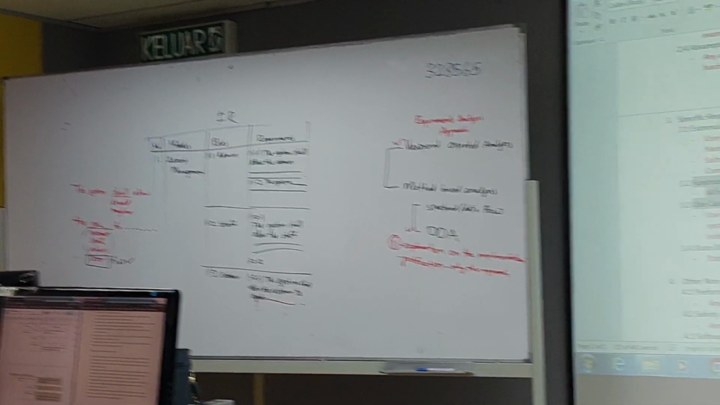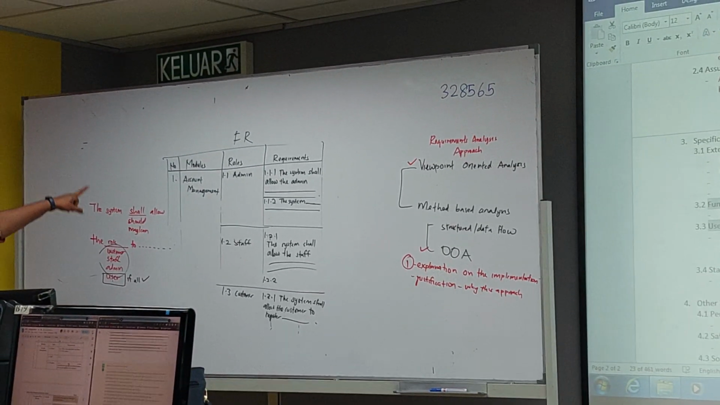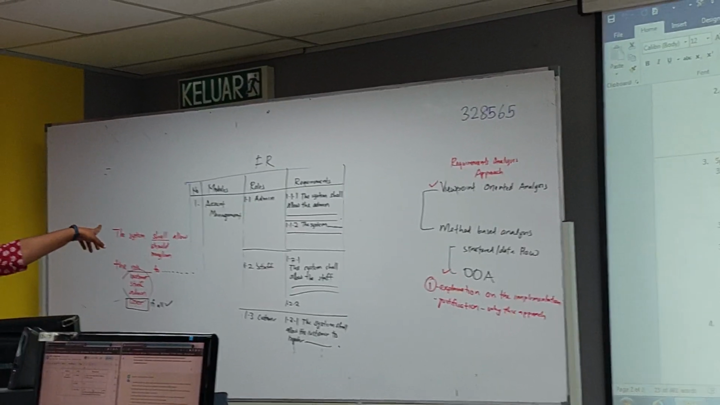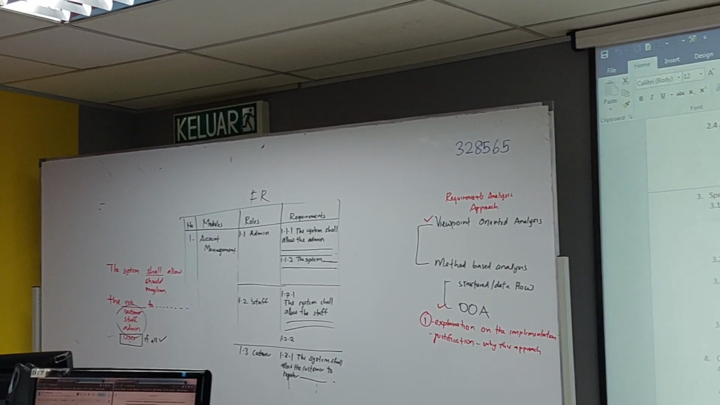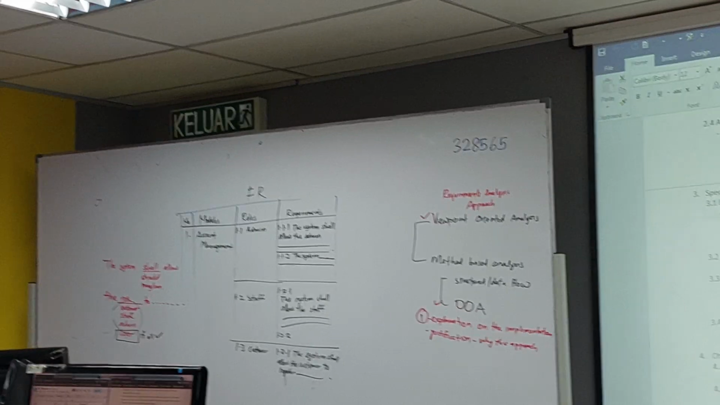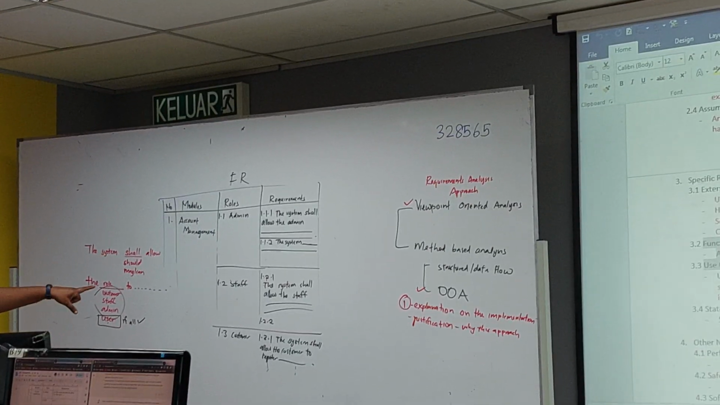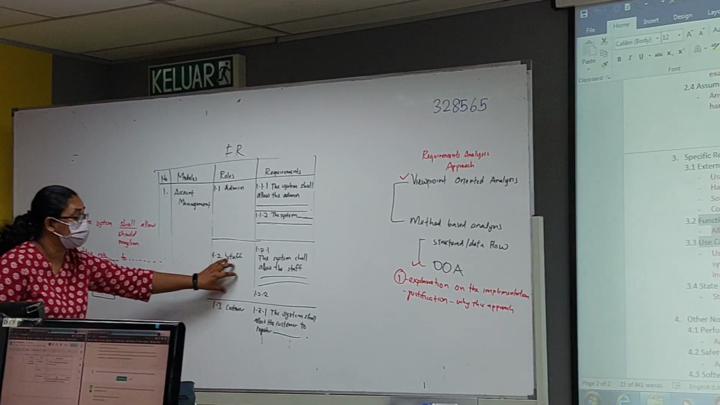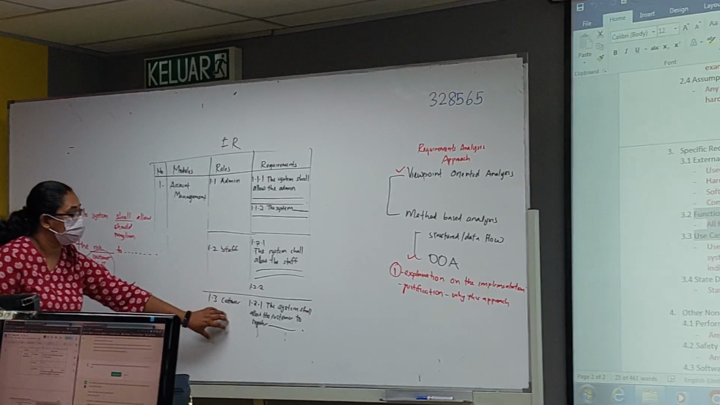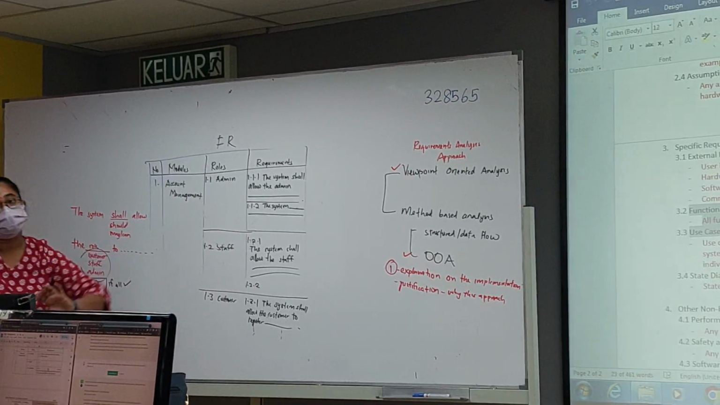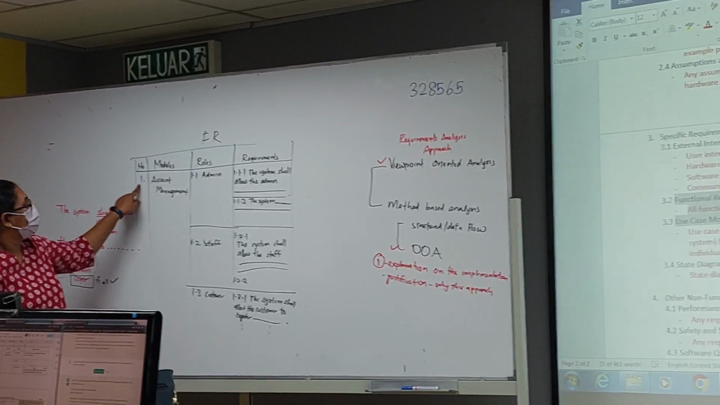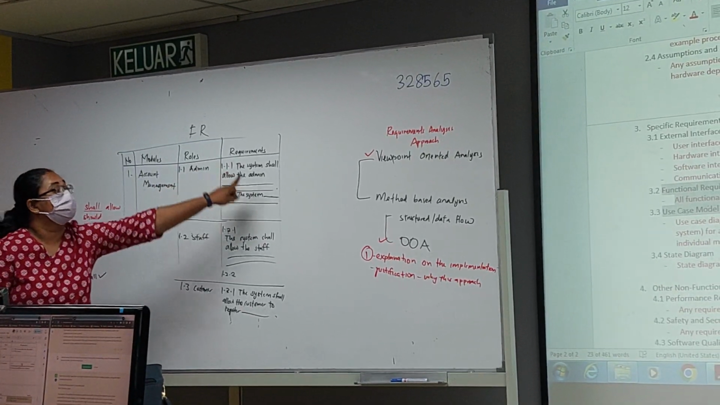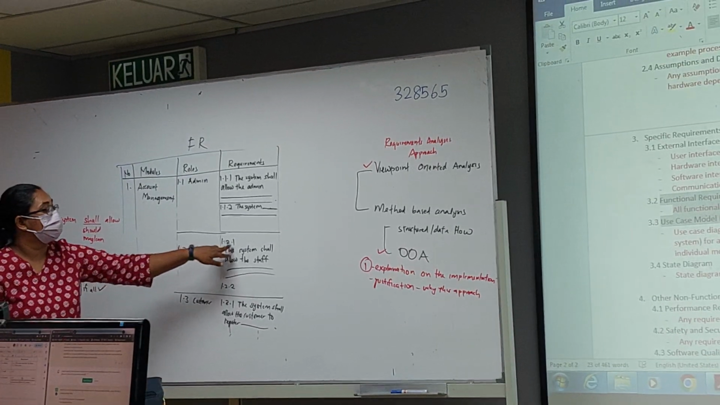Clear? So for functional requirements, don't forget, I want all the modules, every module, all the roles, all the requirements. Clear? No missing requirement. When you do it like this, you won't skip any requirement. You will think carefully, is there any requirement missed for each role? That's why you have to have a unique ID: 1.0, 1.1, 1.1.1.